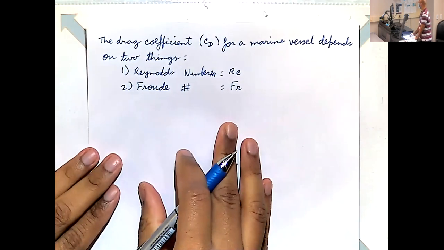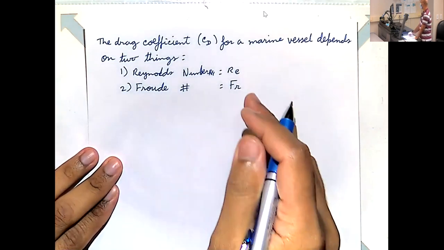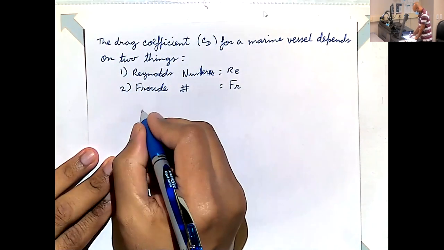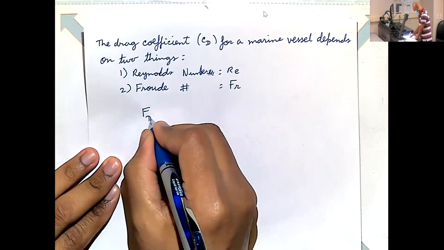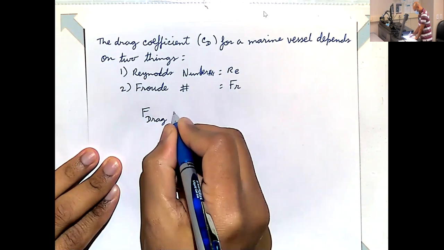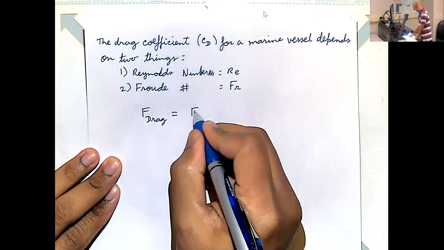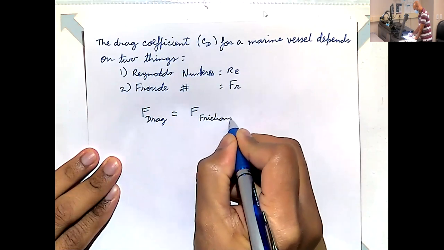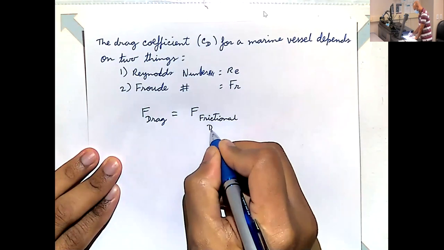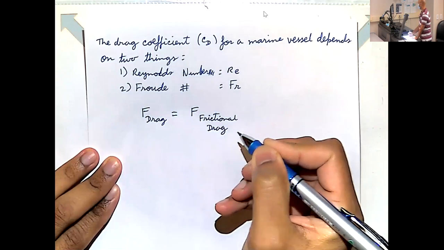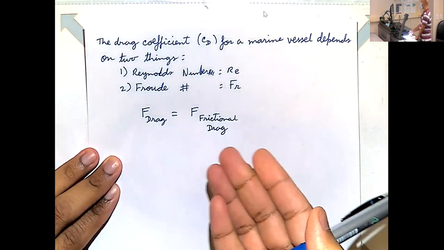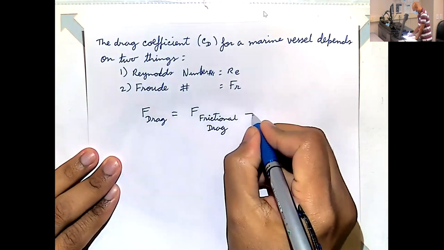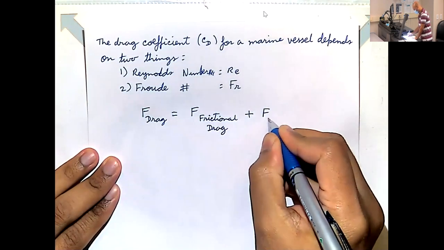All right, and how do these two come into play? So total drag, F, let's say the drag force is basically comprised of two main components. It's a frictional drag. Again, when I say drag, you might see other people say resistance, same thing. And the other component is wave-making drag.